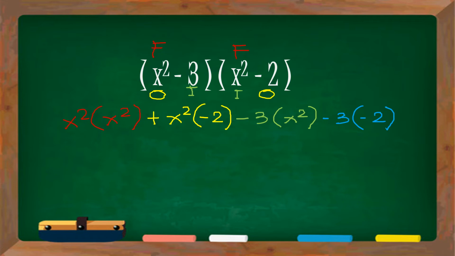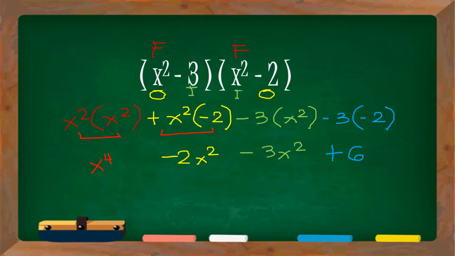Okay, so let's simplify. We have x squared times x squared is x to the fourth power. Okay, next. We have positive x squared times negative 2. So, positive times negative is equal to negative. Then, negative 2x to the second power. Next, we have negative 3 times x squared is also negative, then 3x to the second power. Last term is negative 3 times negative 2, that is equal to positive 6. Okay, huwag kakalimutan. Multiplying similar signs or same signs, the answer is positive.